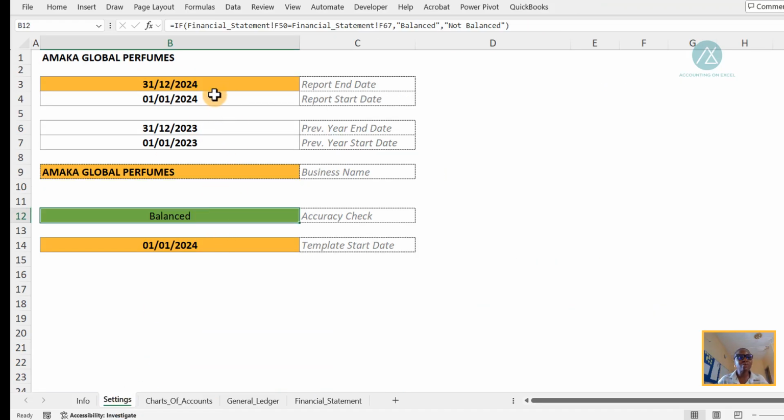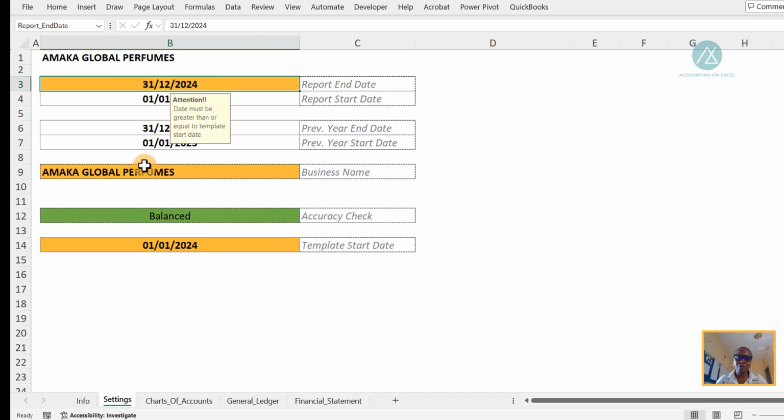The cells with the white fill, the ones without any color, have formulas in them, and this is for accuracy checks. Whenever your financial statement is not accurate, that is, your balance sheet does not balance, it will state "not balance" here with a red fill. The only input you need to make, just for emphasis, is in the cells with the yellow fill. Please note that. So that is it for the settings section.